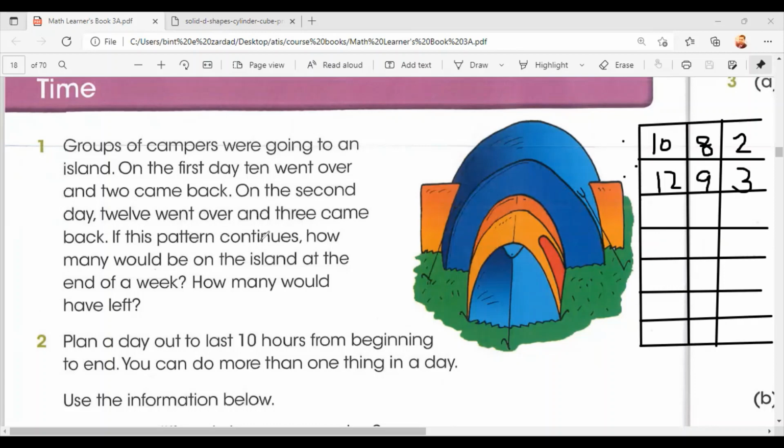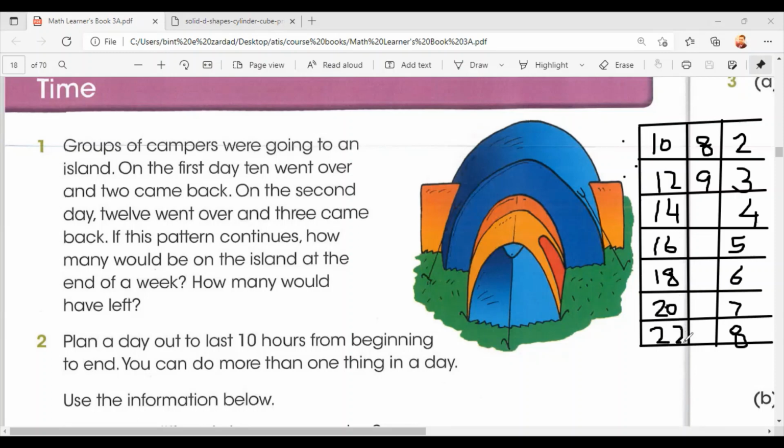If this pattern continues, how many would be on the island at the end of the week? End of the week means 7 days. So this is for 2 days. With the pattern, 2, 3, 4, 5, 6, 7, for 7 days. On the first day 10, on the second day 12, on the third day 14, then 16, then 18, then 20, then 22.